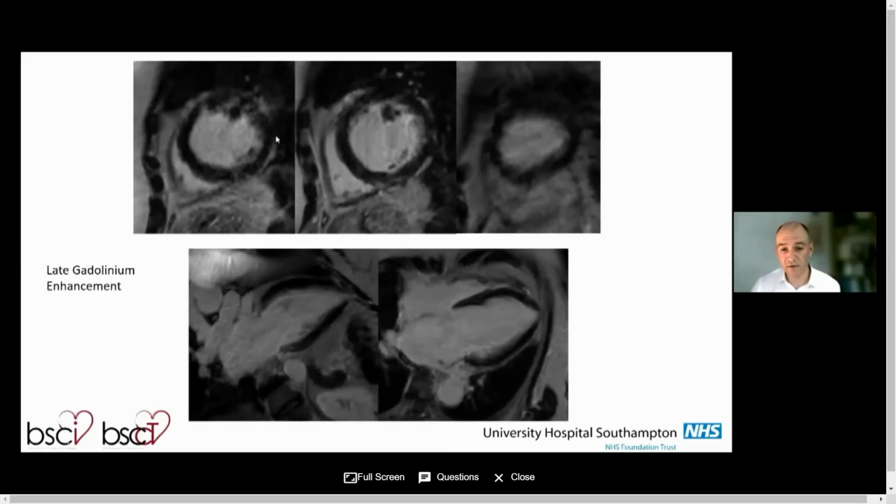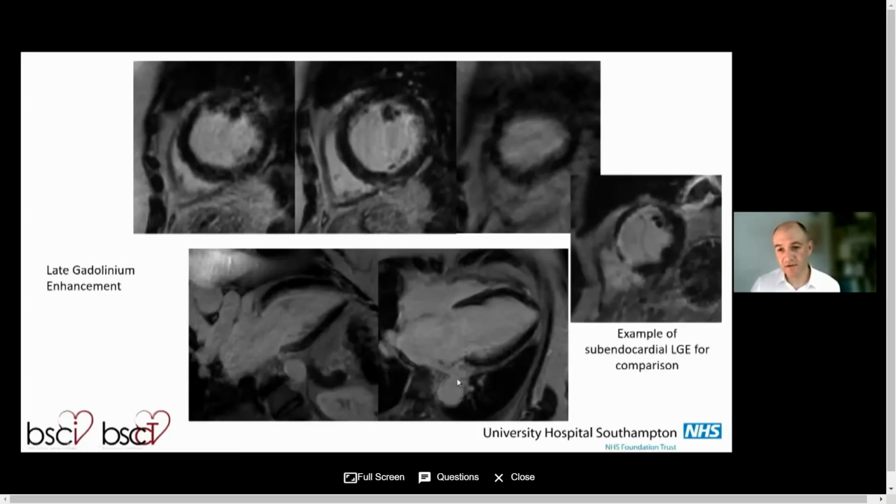Now, those of you who've seen these images before will hopefully agree with me that there's really no significant late gadolinium enhancement to be seen here. I believe this is artifact here in the anterior wall, throughout the myocardium. I'd just like to put up this comparison image here on the right-hand side, and this is an example of subendocardial late gadolinium enhancement in a patient who's previously had an LAD territory myocardial infarction. And you can see we're seeing no evidence of this.